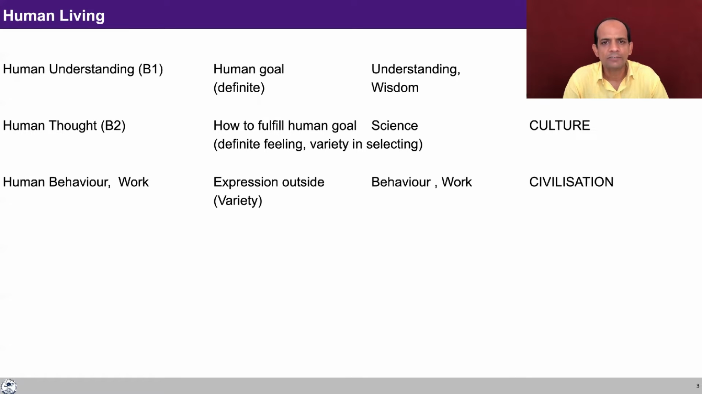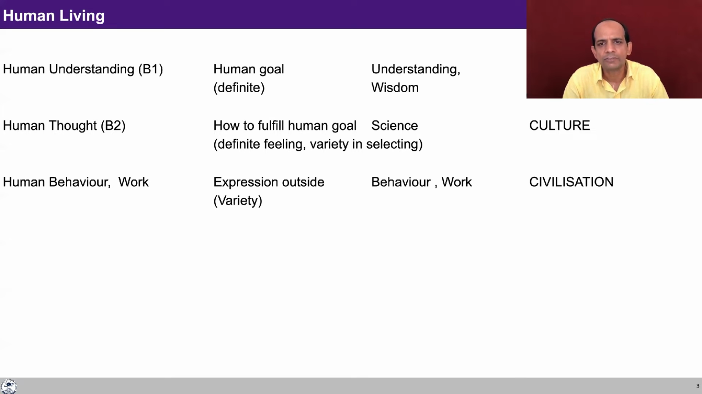If you go to identify the human goal, you'll see that this is something definite, something universal. Now when you go to make out the science of fulfilling the human goal, then you will see that at the level of feeling there is definiteness. But when you go to select how to express your feeling, then there is going to be variety. For example, I'm able to see that the feeling of respect is naturally acceptable to me. And this is something definite, something universal.